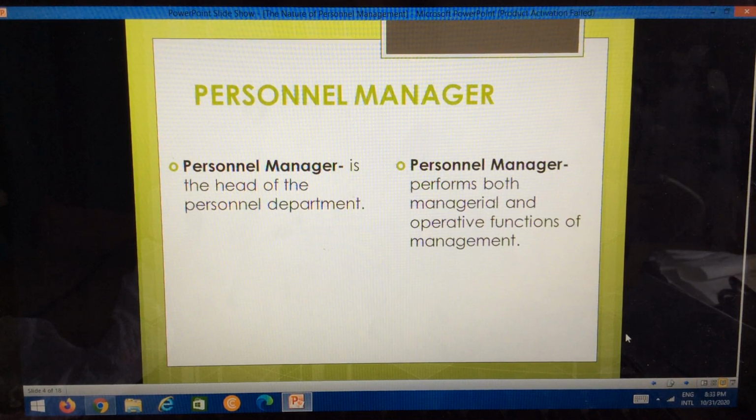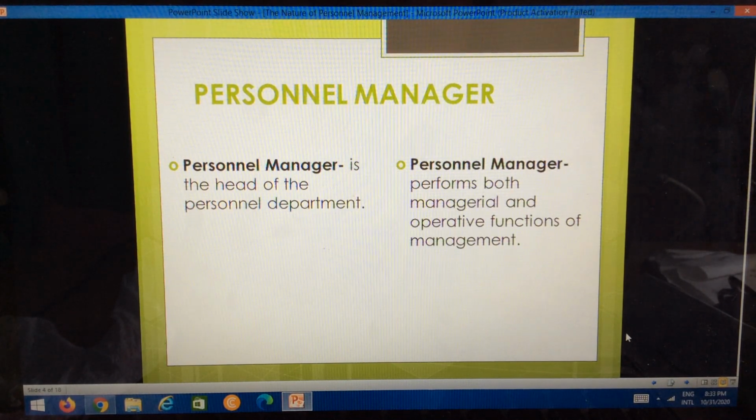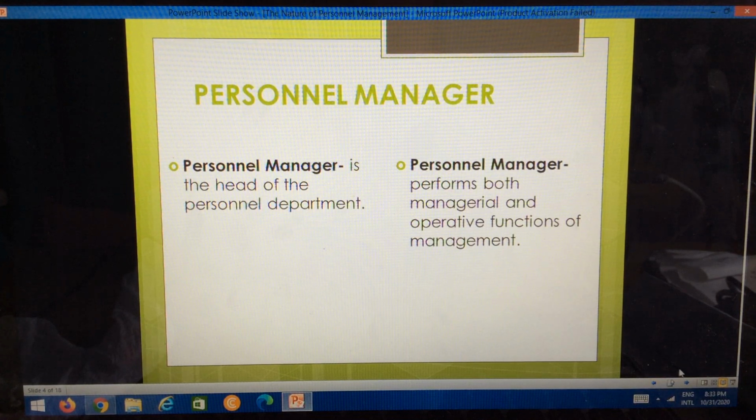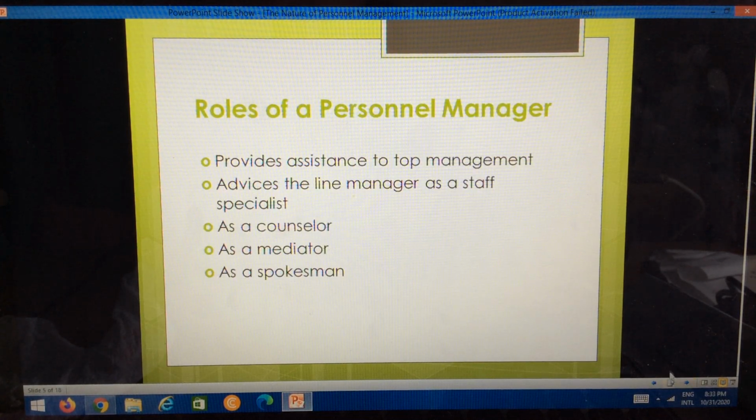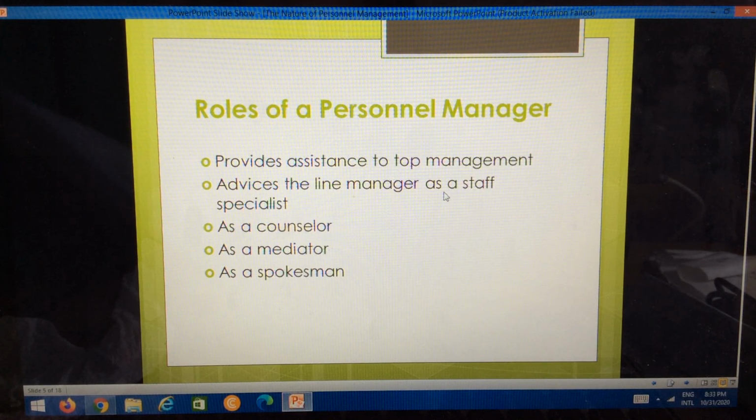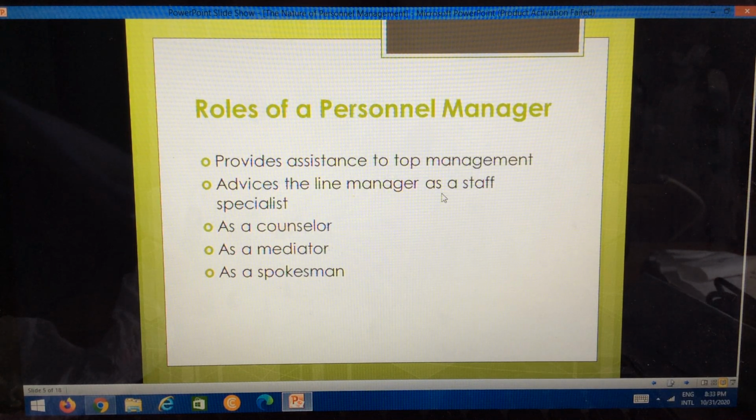So, personal manager. Personal manager is the head of the personnel department. He performs both managerial and operative functions of management. So, we have here the roles of a personal manager. First, he provides assistance to top management. The top management are the people who decide and frame the primary policies of the concern. All kinds of policies related to personnel or workforce can be framed out effectively by the personnel manager.